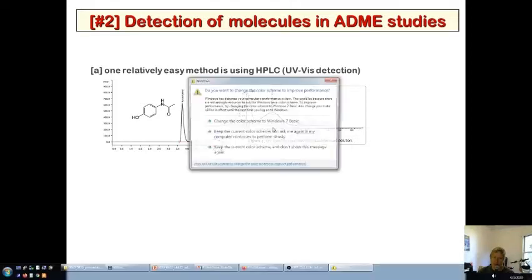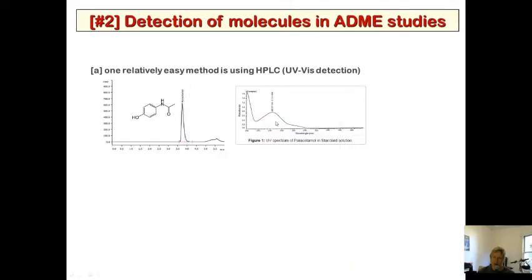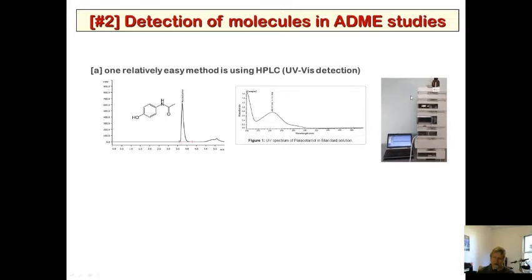I think that's the magic number, 254 nanometers. And anyway, that's how a compound like Tylenol would be detected. This is what an HPLC looks like.